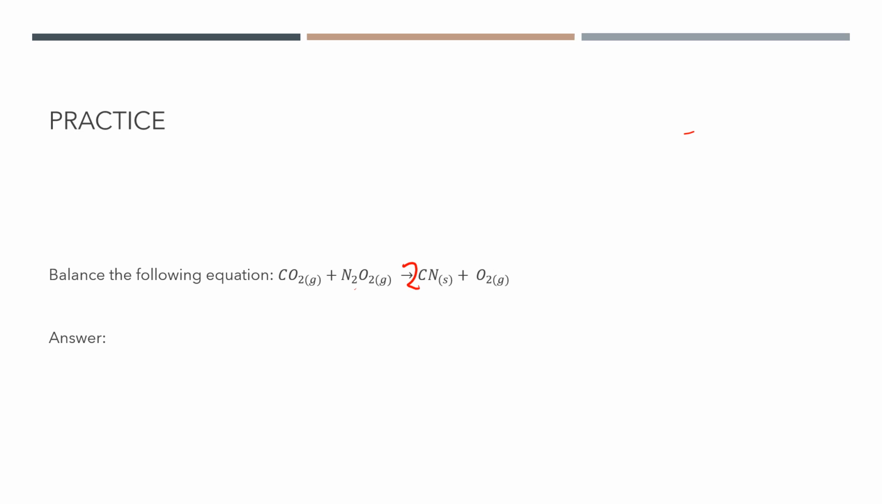Oh, now our carbons aren't balanced. So let's put a 2 in front of there. So now carbons and nitrogens are balanced. Now we just have to do oxygen. Let's look at how many oxygens we have. We have 4 because we have 2 of these 2 guys right here. So 4 plus 2 gets 6. So then we'd have to put a 3 in front of there. 3 times 2 is 6. Let's see if we got that correct.